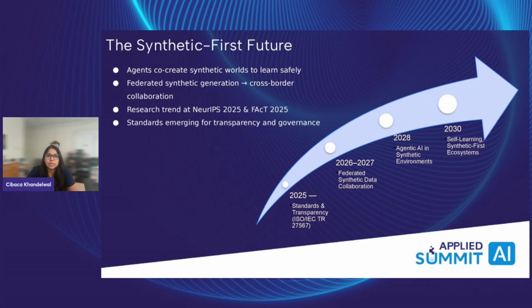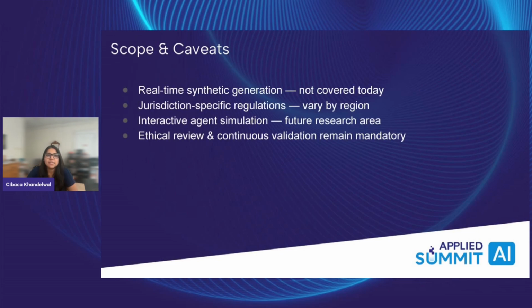Lastly, I would like to share some of the topics that we have not covered today. One of them is real-time synthetic data generation, jurisdiction-specific regulations that vary by region, and interactive agent simulation. This is a very future research area. Mostly currently, you might see this in day-to-day language models or game engineering or robotics and vision. And a very important factor which is rising is ethical review and continuous validation. They do remain mandatory. So this was an overview of how synthetic data could be generated.